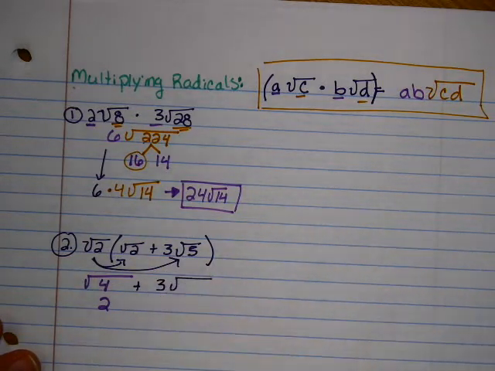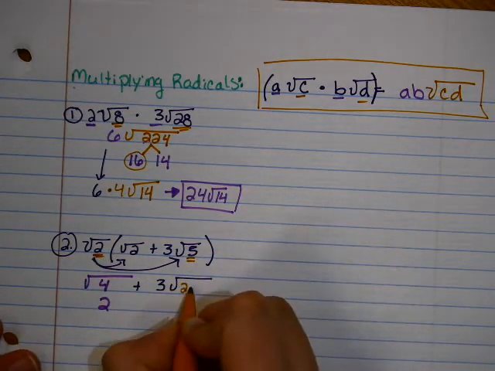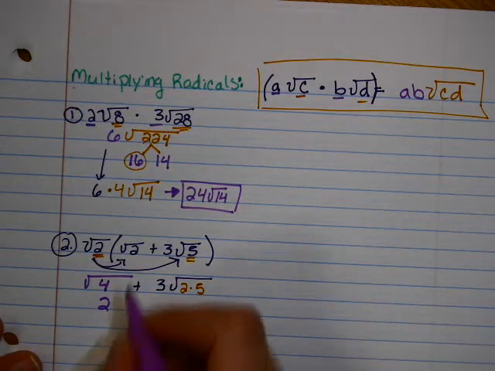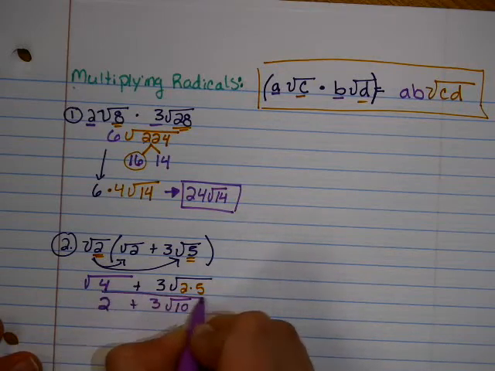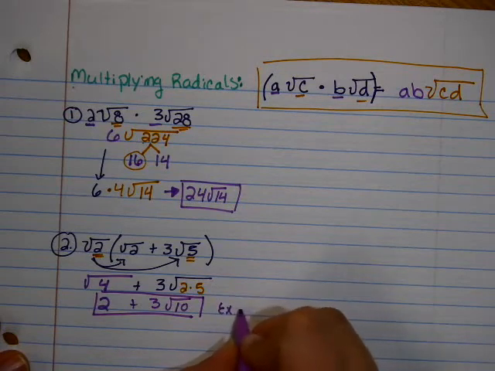Okay. All right, and then we have plus 3. Now we have to multiply what's underneath the radicals. 2 times 5. And so I have 2 plus 3 square roots of 10. And we know 10 doesn't simplify, so here's our exact answer.